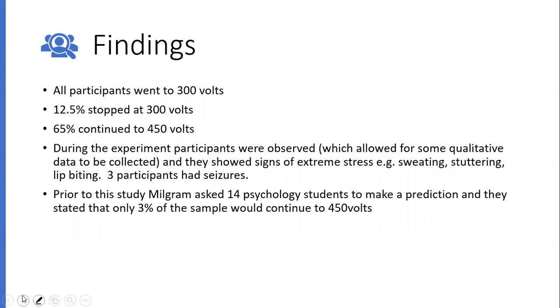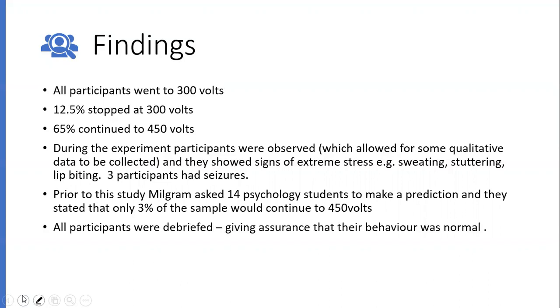Prior to Milgram's experiment, he asked psychology students, these were postgraduate psychology students, to make a prediction. How many participants did they predict would go all the way to 450 volts? They predicted only 3%. So that means a very small amount, because they believed these few people would have some form of psychotic, sadistic motives behind it. So this prediction didn't actually mirror what Milgram actually found.